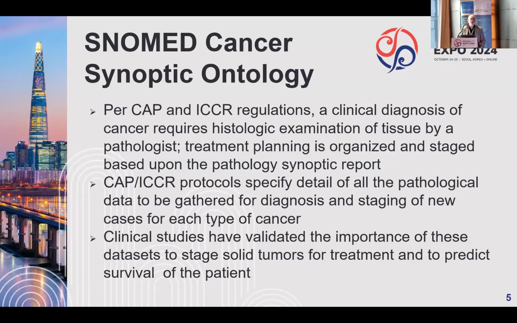I'd like to start off just by explaining briefly what a synoptic report is. Throughout the world, you cannot legally report a diagnosis of cancer without a pathologist doing a microscopic examination of tissue that was removed from the patient. Now, with things like lymphomas and leukemias, it's not exactly tissue, but you get the idea that a microscopic exam by the pathologist is necessary for the diagnosis.